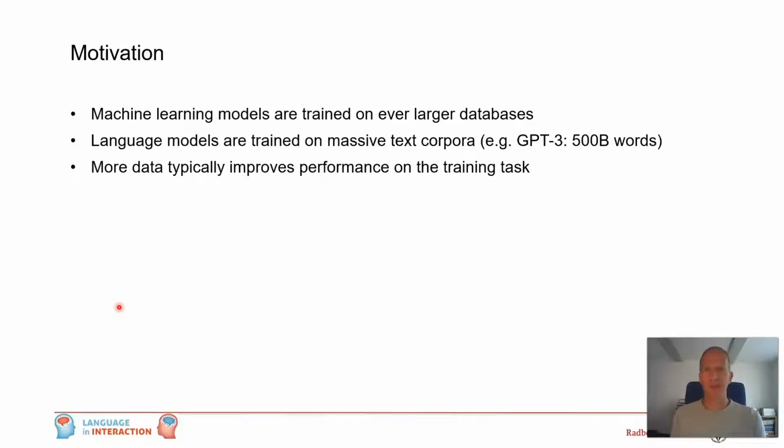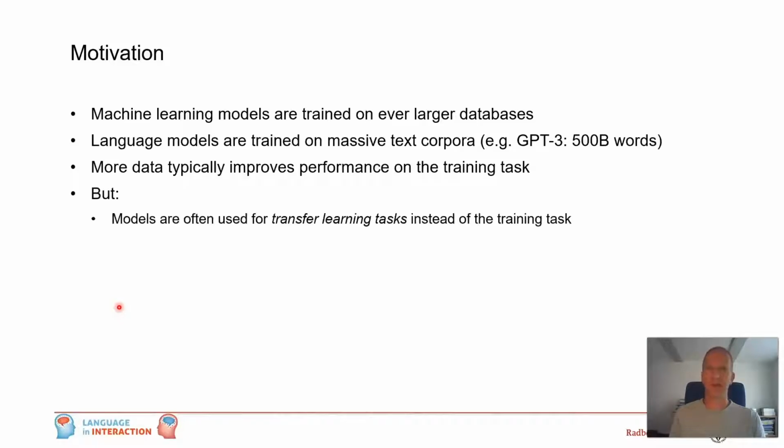In practice, we are not always interested in the training task, but we want the model to then be able to do other things as well. This is when we're talking about transfer learning. So we want the training task to transfer to another and maybe more useful task.